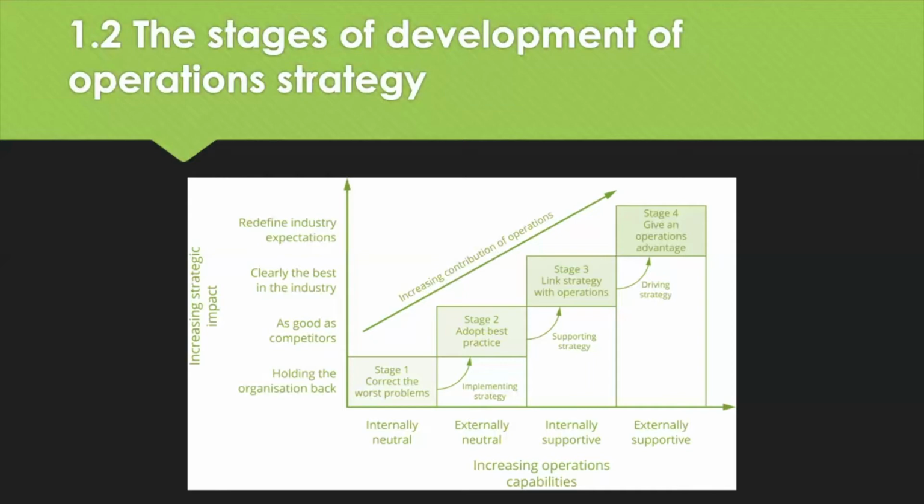And the last stage, stage 4, is externally supportive. Now the operation management function delivers a competitive advantage through its capabilities and performance. It's proactive rather than reactive, planning how best to act before the situation arises. And this contributes to competitive advantage. There are high levels of innovation, customization, and adaptation to ensure that the company is always ahead of their competitors.